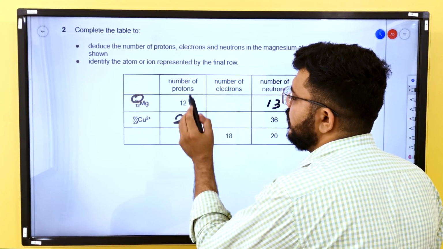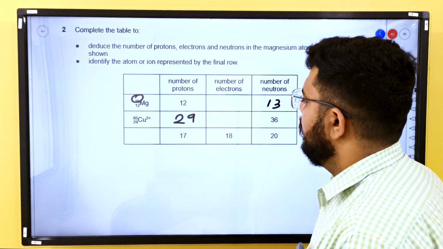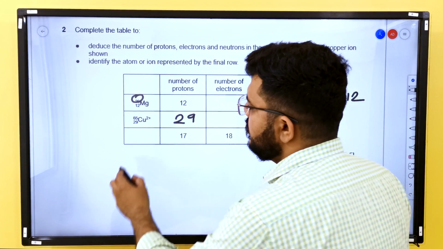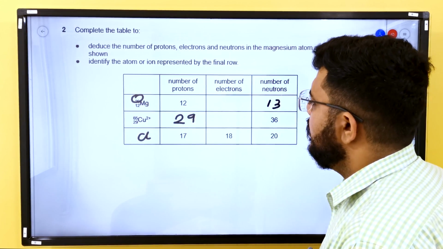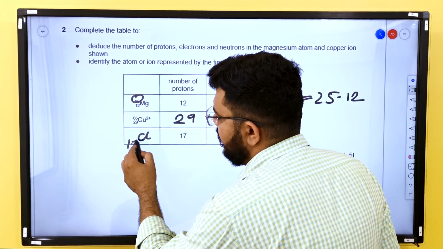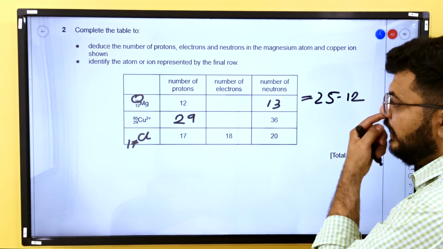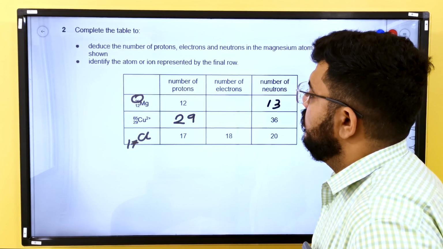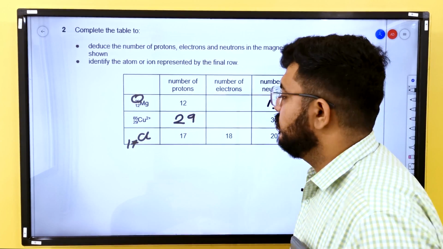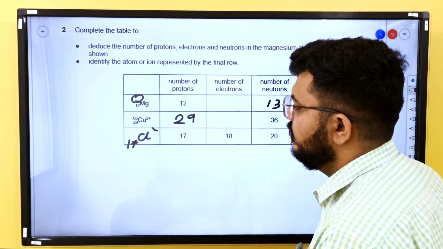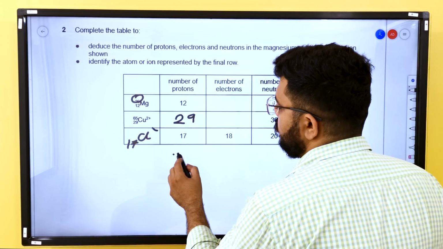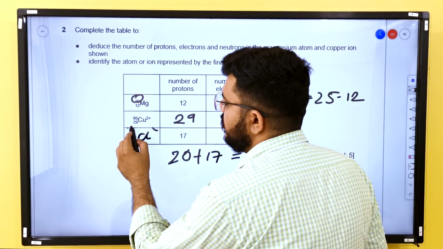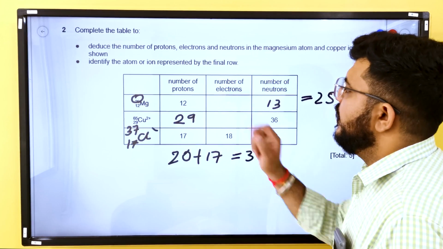So let's just simply write 29 here. Okay. And let us first identify what this element is. Number of protons 17, it is chlorine. Okay. Then what is the number of protons? 17. So I'll write 17 here. Right? We have 18 electrons and 20 neutrons. Right? So we have one more electron compared to proton. So the charge on chlorine is negative. Right? And we have 20 neutrons. So 20 plus 17 is equal to 37. So 37 nucleons.